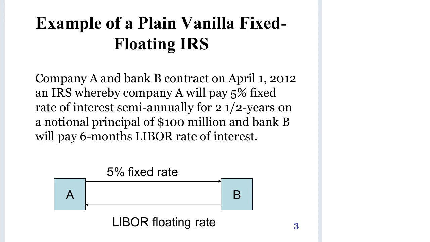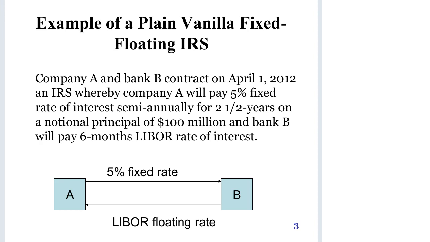So this is how it happens. This is the simple plain vanilla fixed to floating interest rate swap. There are two companies, A and B. They entered into an IRS contract on April 1, 2012, where company A will pay a fixed 5% rate of interest semi-annually for 2.5 years on a notional principal of $100 million, and bank B in return will pay the 6-month LIBOR.